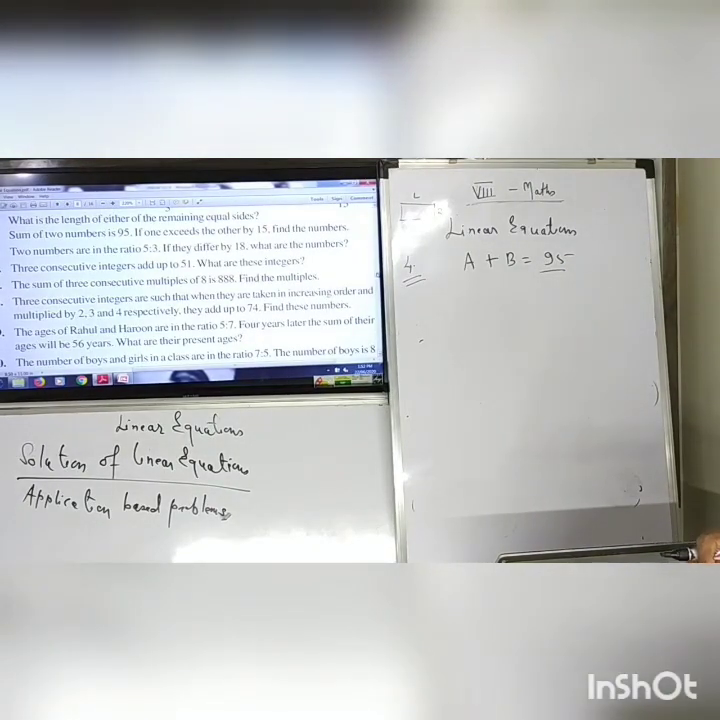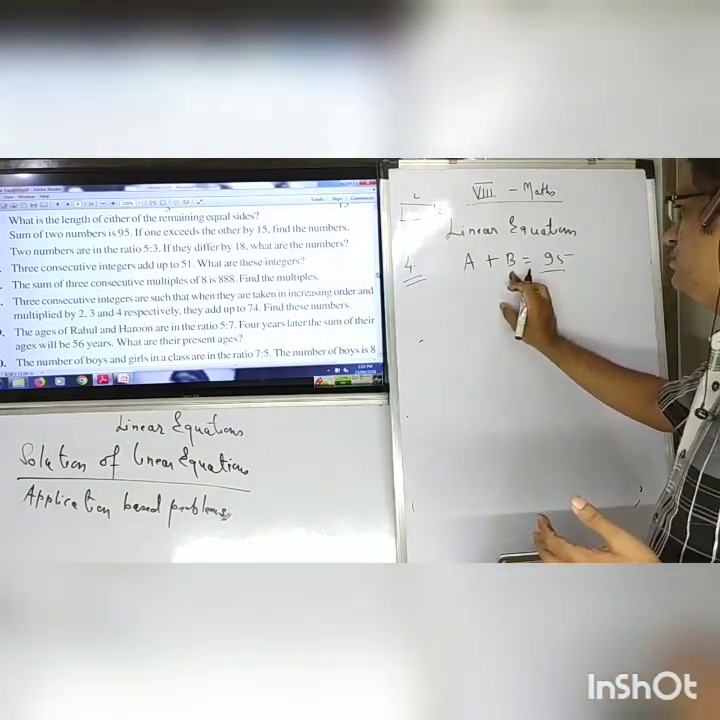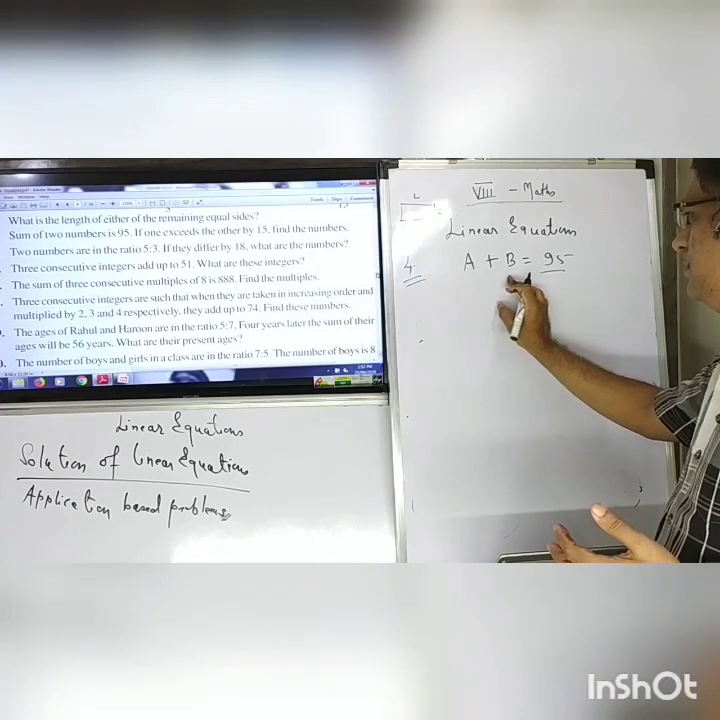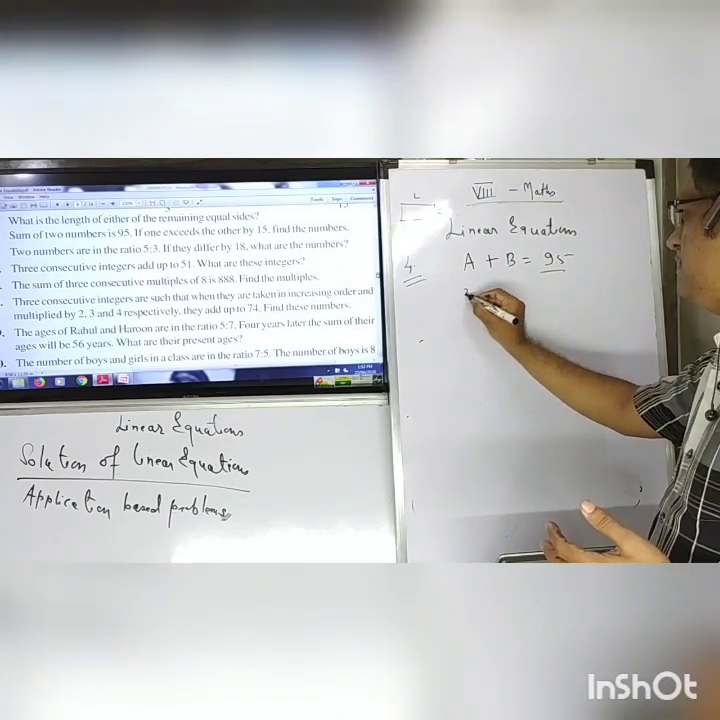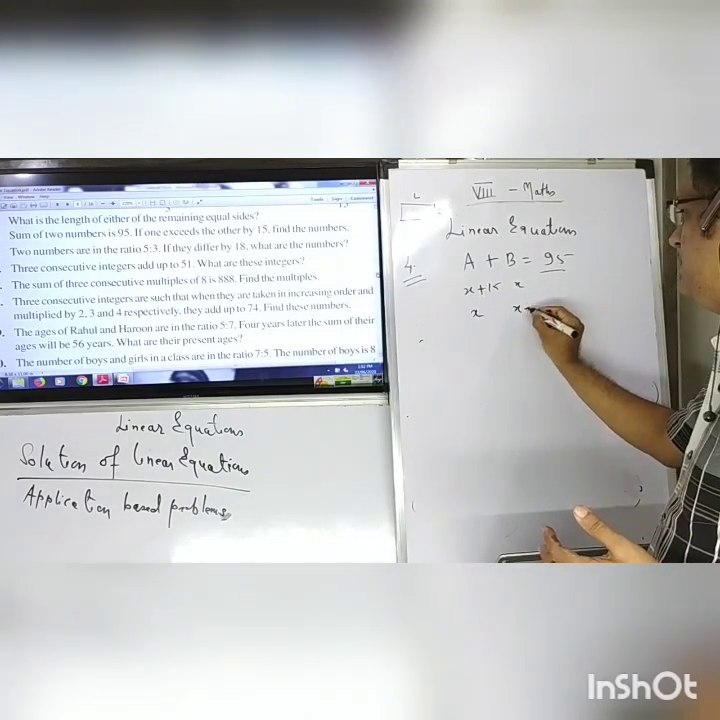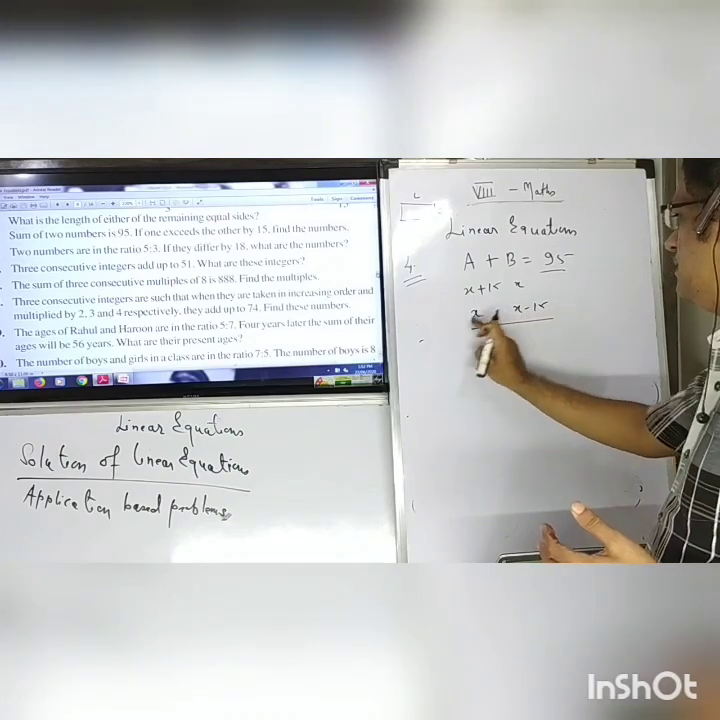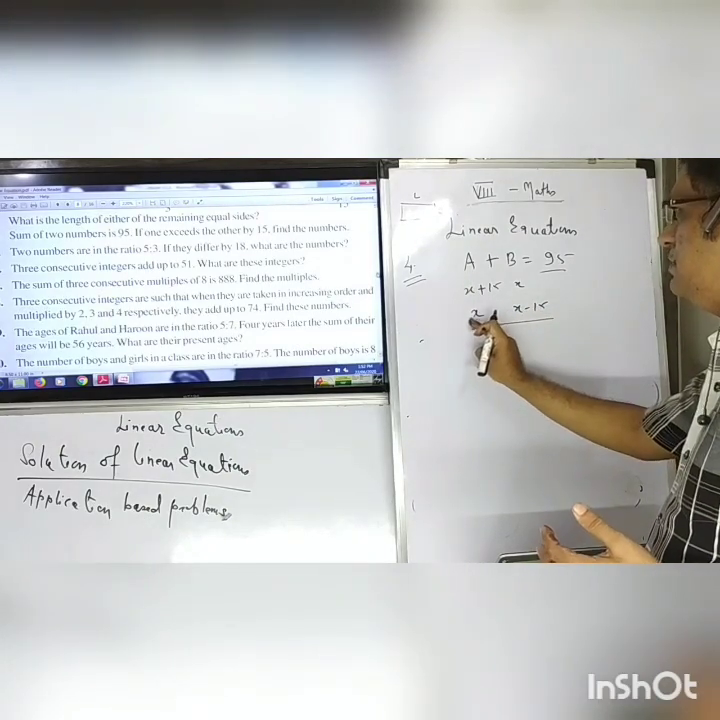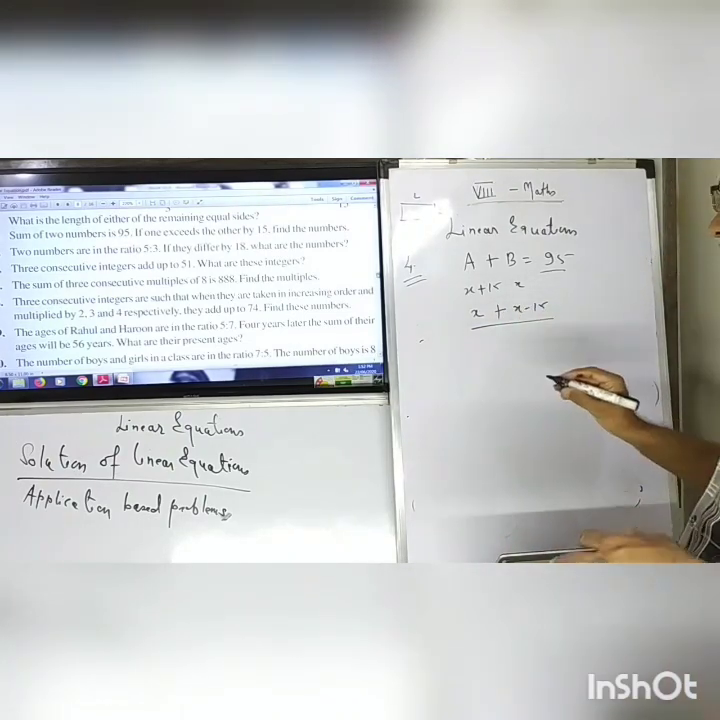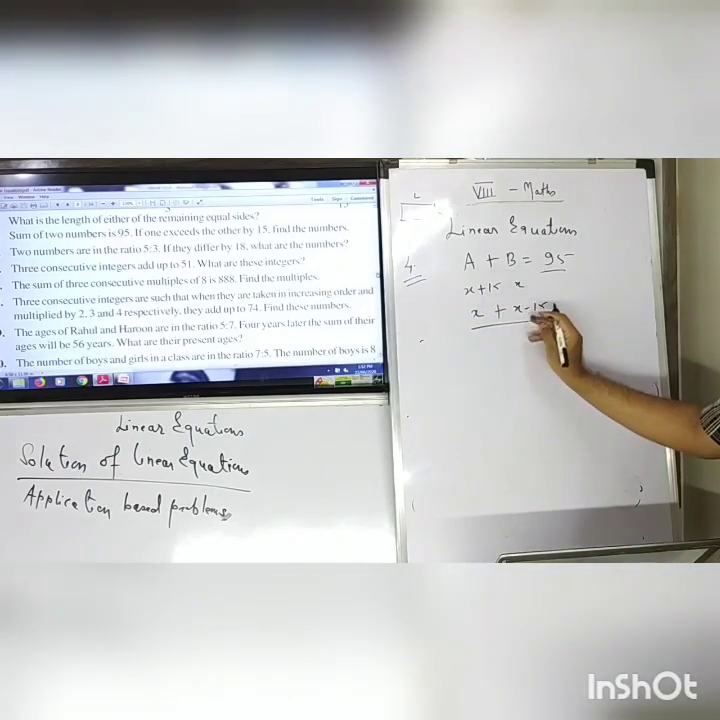Now this problem can be solved by another method. Instead of taking A equal to x, we can take the other one as x, then it may be x plus 15, or we can take x minus 15. Now this number A exceeds B by 15 in this case. So in this case also the answer becomes the same. So suppose A exceeds B by 15, then what happens? The sum of these two numbers equal to 95.